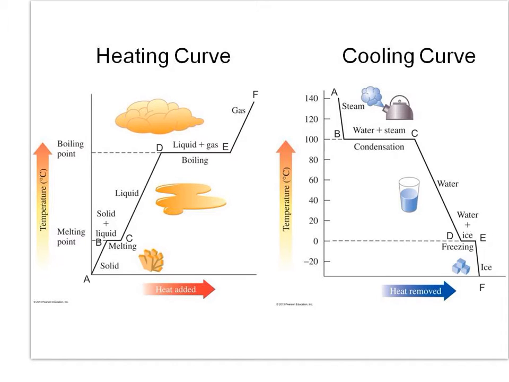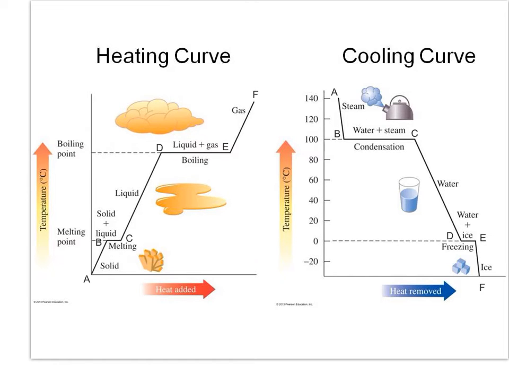The changes of state of a substance during heat absorption or release can be visualized on a heating or cooling curve. The y-axis gives the temperature, while the x-axis shows the heat gain or release. Let us look at the steps on a heating curve first.